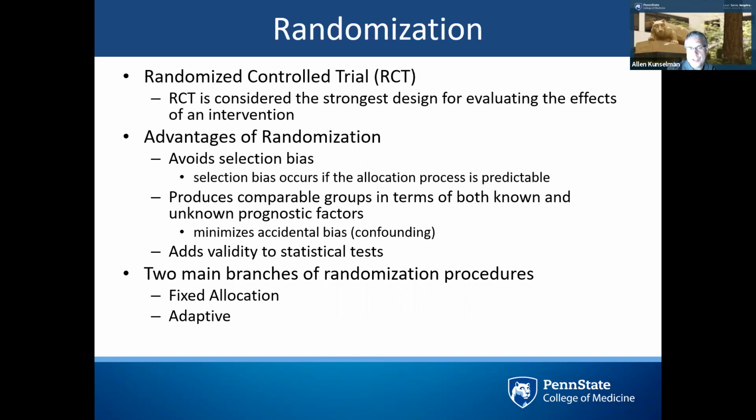It also allows you to produce comparable groups in terms of both known and unknown prognostic factors. What that means is basically you'll minimize accidental bias or confounding, and we'll talk more about that as we go on. A third advantage of randomization is that it adds validity to the statistical tests you'll be performing on your research data. And there are two main branches of randomization procedures. One is called fixed allocation and the other is adaptive.